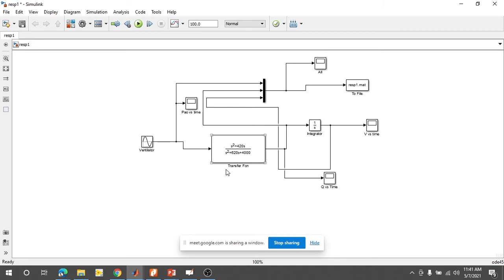I've given the transfer function here, so I'll open the output and see. I'm recording the Q output. I'll take all outputs.